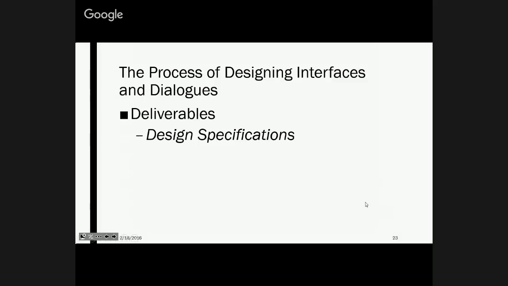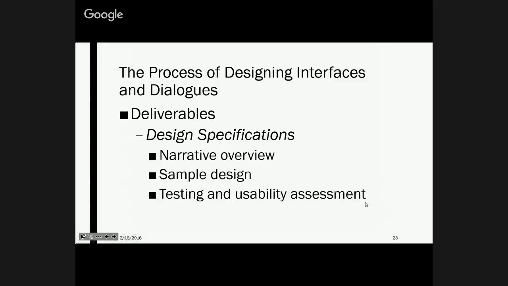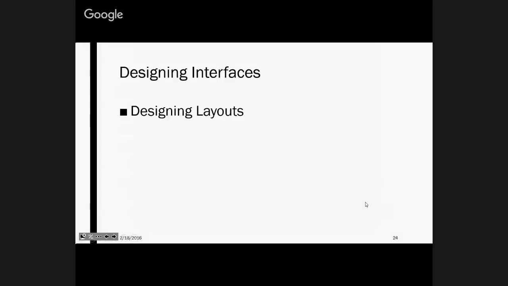What do we deliver? The design specifications. Ah, this looks kind of familiar, doesn't it? Exactly the same things again. So, sample design, usability statement. So designing interfaces. The way they're defining interfaces is like all the stuff that's connecting the forms and reports, right? And that's kind of the overall layout of like an application or a website. And then the dialogues are that communication part.